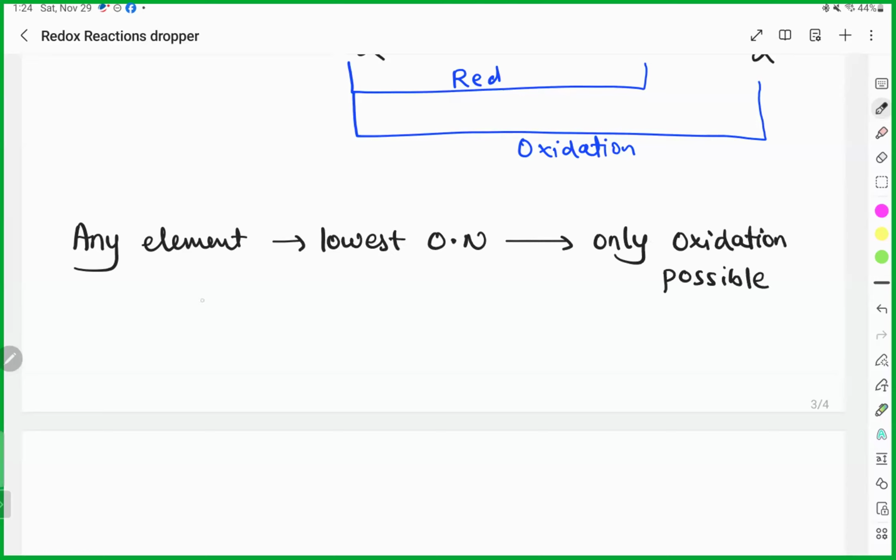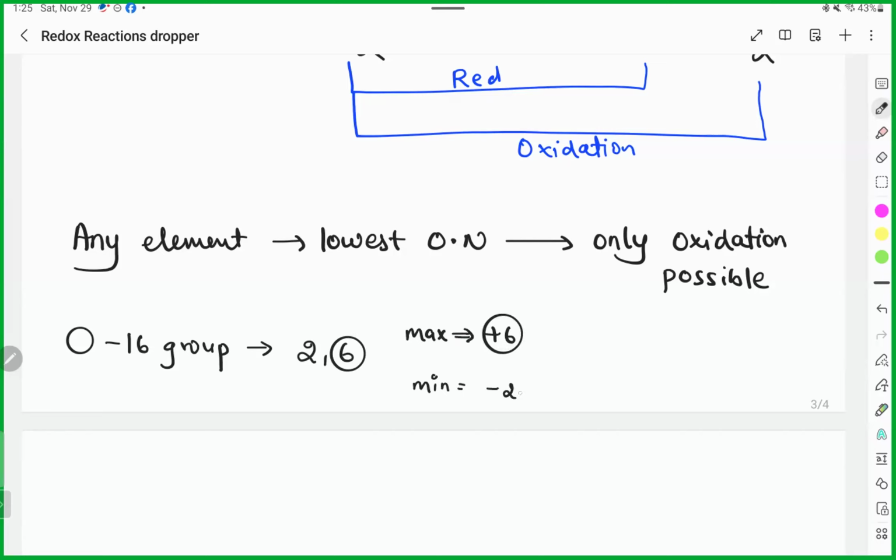How? Example, oxygen belongs to group 16. In the first shell there are 2 electrons, second shell 6 electrons. It can have maximum +6 charge theoretically. Practically not possible, but theoretically +6. What could be the minimum charge? -2. It will gain 2 electrons and become stable. So the minimum oxidation number is -2.